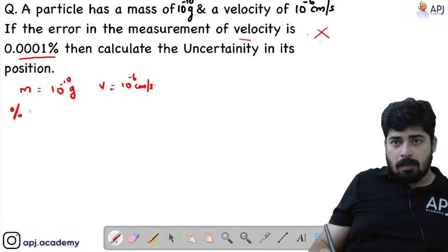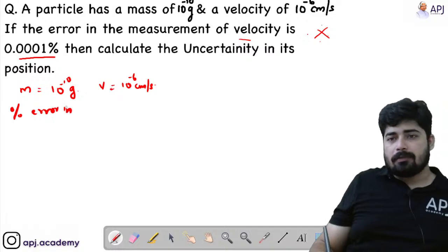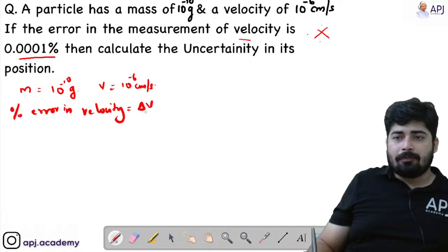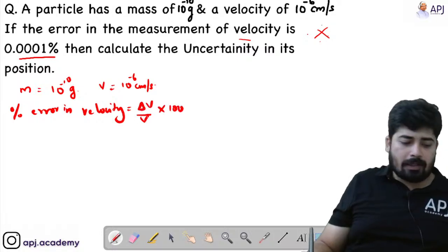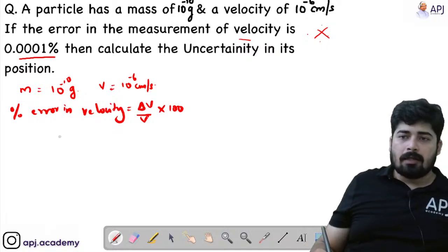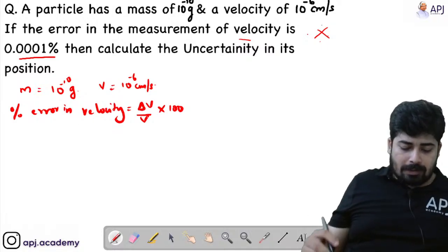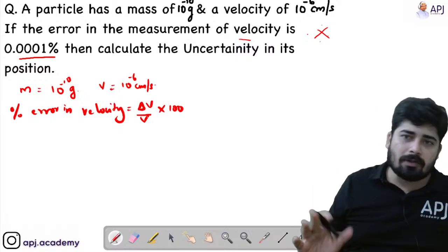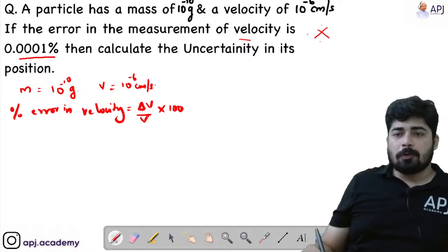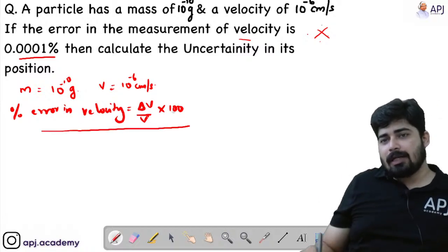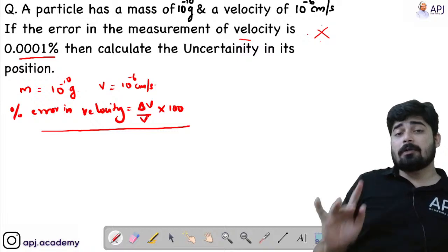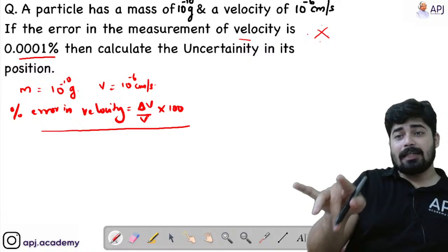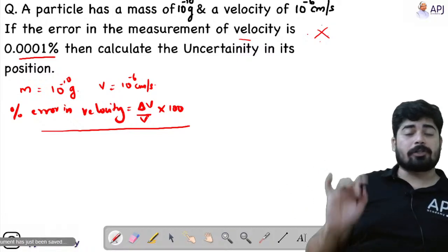So the percentage error in velocity is equal to Δv/v × 100. This is how you find the percentage error. This is given only to find the value of Δv. It is a very good question. If you do not know this relation, then you are never going to solve this problem. Instead of giving the uncertainty in velocity directly, they gave it in terms of error in measurement.